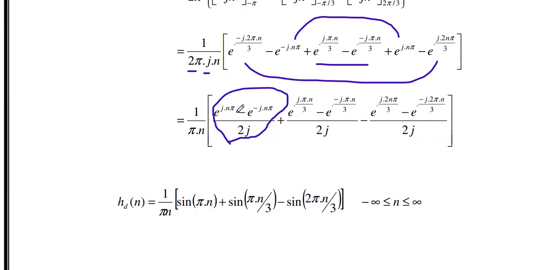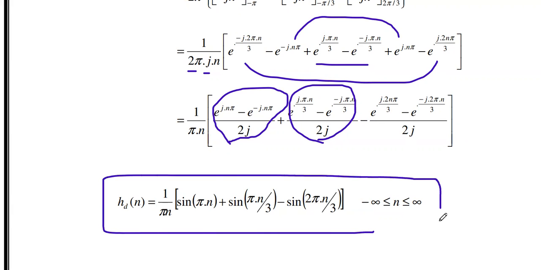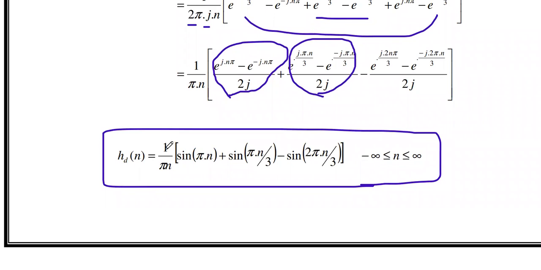So what is this one? This is sine theta. In the place of theta, n pi is available, so we can write sine pi n. Similarly, this term is also sine theta, with pi n by 3 in the place of theta, so sine pi n by 3. Similarly, this one is minus sine 2 pi n by 3, divided by pi n. So this is our desired impulse response. The desired impulse response hd of n is equal to 1 by pi n times sine pi n plus sine pi n by 3 minus sine 2 pi n by 3, for n between minus infinity and infinity.